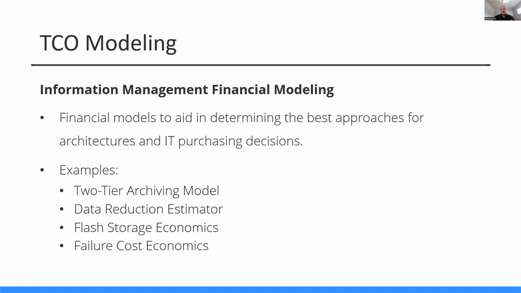We have a 2-tier archiving model that looks at tiering data off to the cloud or tape or object storage. We have a data reduction estimator. We have a tool that looks at the economics of using flash storage, and another one that looks at the economics of device failures. And we have a whole bunch of other tools that we've made to help organizations make different purchasing decisions. But those are just some examples of free ones that are up on our website.